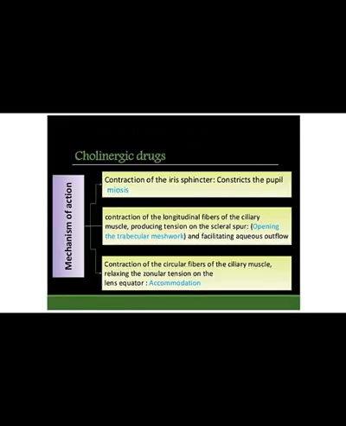Now the cholinergic drugs are also used in glaucoma. They contract the iris sphincter and constrict the pupil, causing miosis. Contraction of the longitudinal fibers of the ciliary muscle produces tension on the scleral spur, opening the trabecular meshwork and facilitating aqueous outflow. Contraction of the circular fibers of the ciliary muscle relaxes the zonular tension on the lens equator, leading to accommodation.